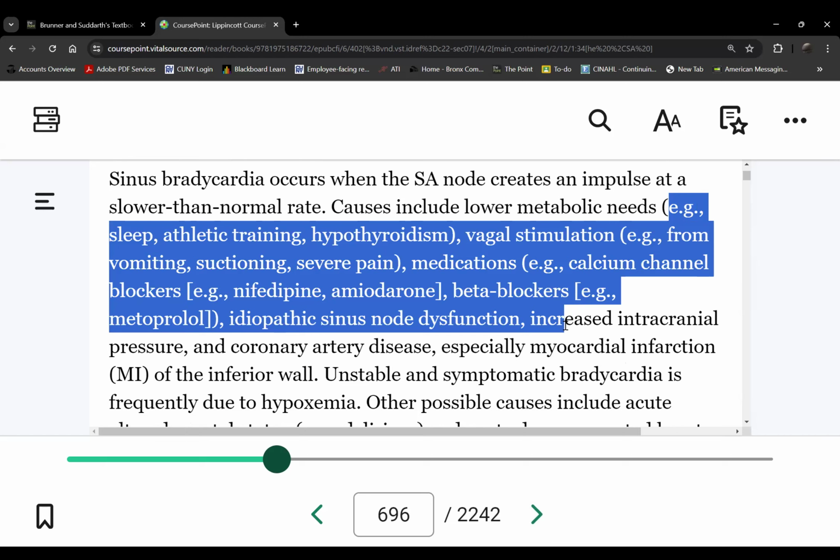Athletes, so people like me and Anthony, have lower heart rates. We normally have sinus bradycardia. So if you're toned like us, ripped abs and everything, we have sinus bradycardia.